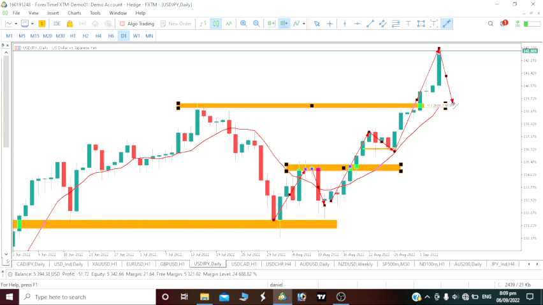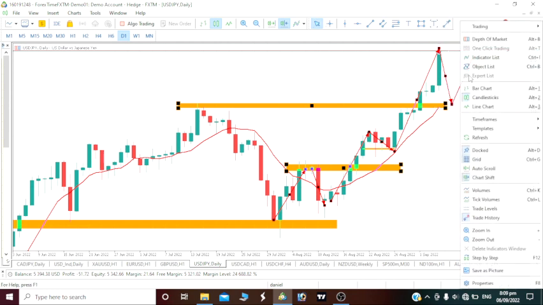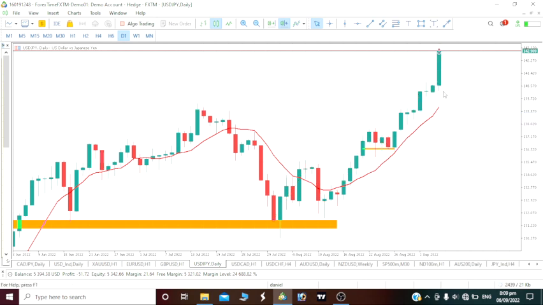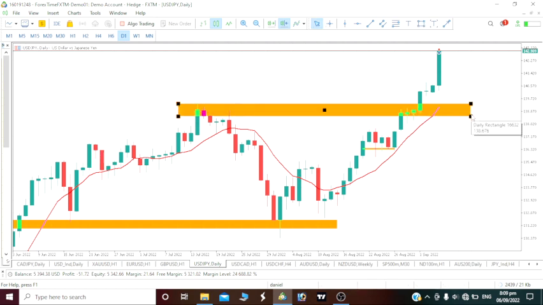So the pullback should come to this level here, then another impulse movement should be made. So in order for us to see if we will have the pullback or not, simple thing, let me highlight this key level here. This is a level, because with it we are going to know if we have the pullback tomorrow, or on the 7th, or on the 8th.